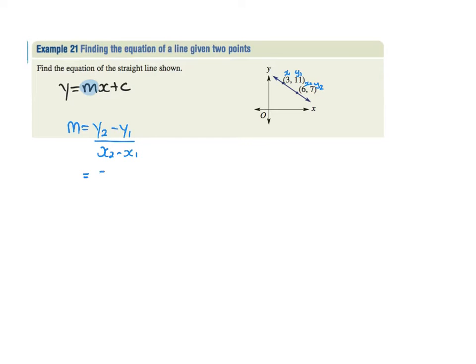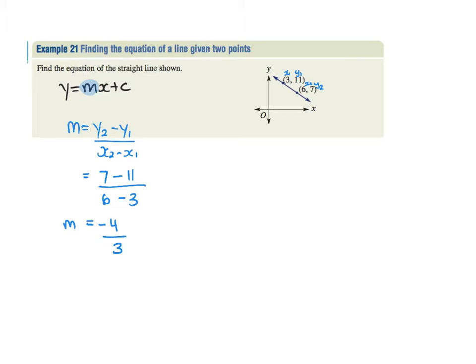So I have y2 being 7, and the rule says minus, and it's 11, over 6 minus 3. So 7 minus 11 is -4. And 6 minus 3 is 3. So I got the gradient to be negative. Is that line going downhill? Yeah, so I reckon I'm good, so that's a way to know I think I did it right.